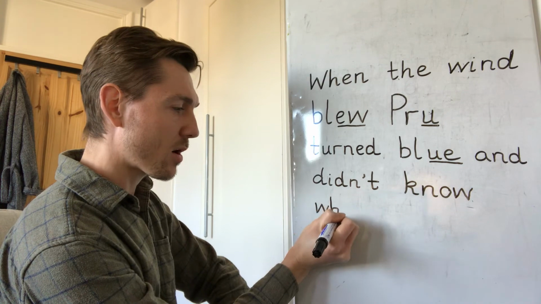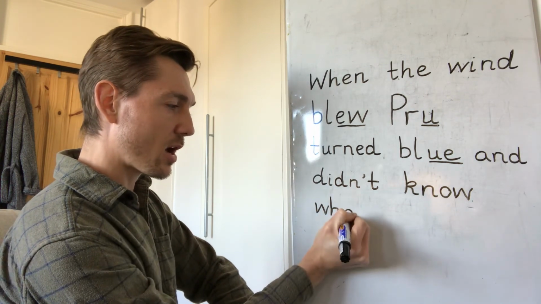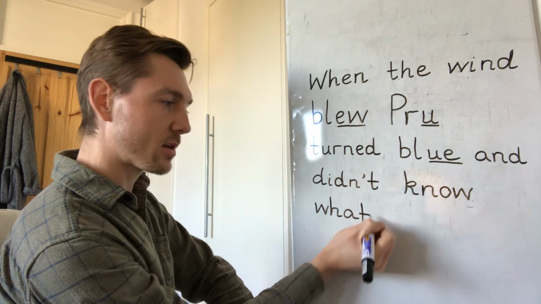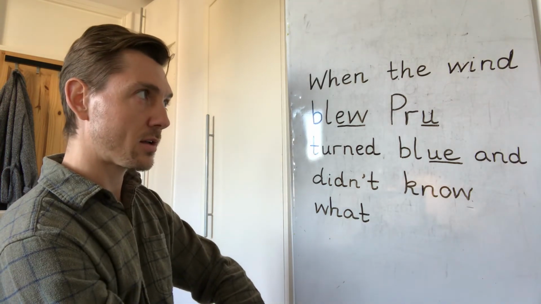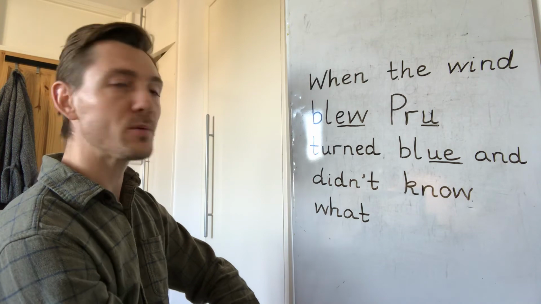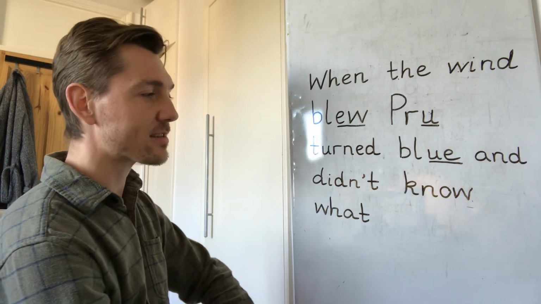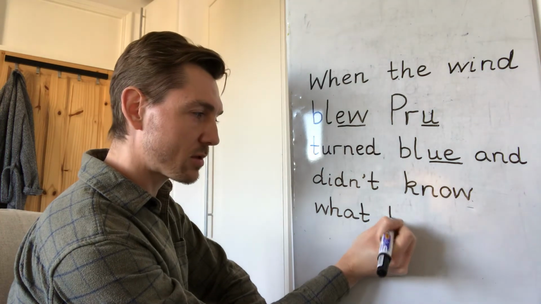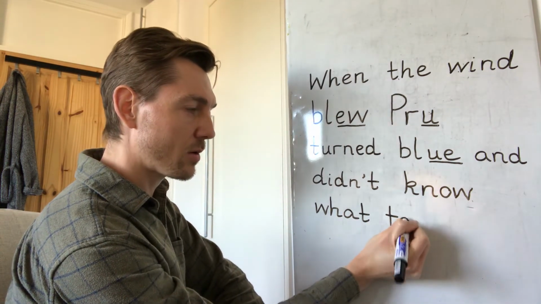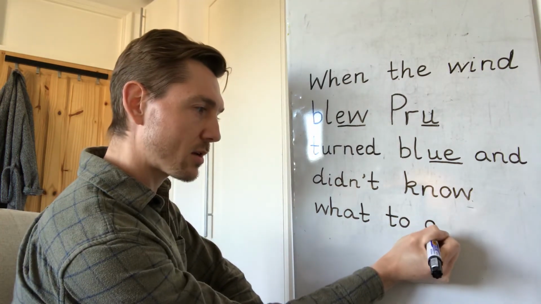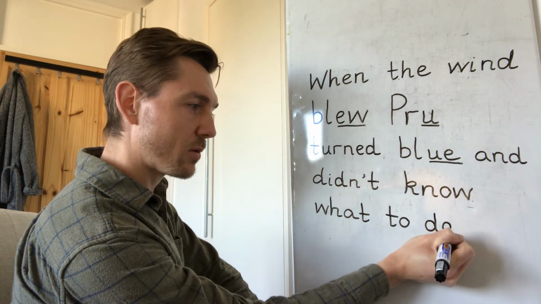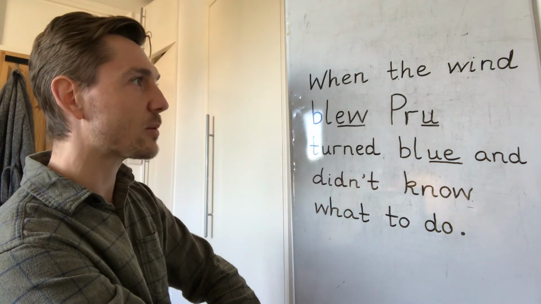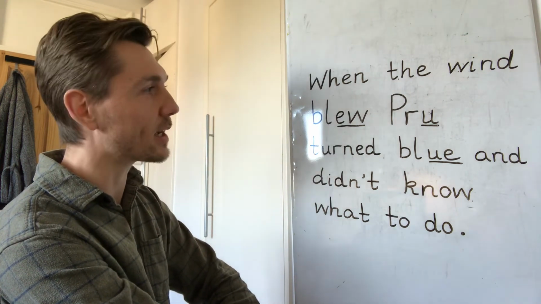W, O, T. When the wind blew, Prue turned blue and didn't know what to do. To do. Stop mark. Okay, let's just check that we've underlined our oo spellings.